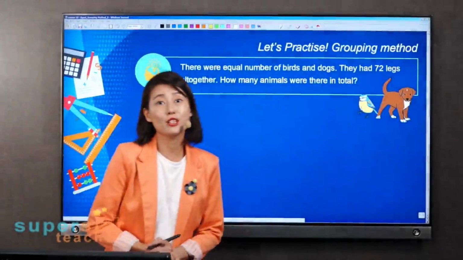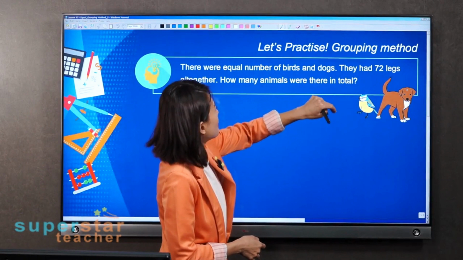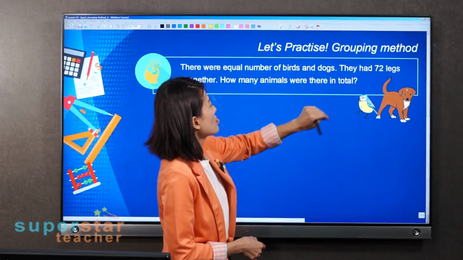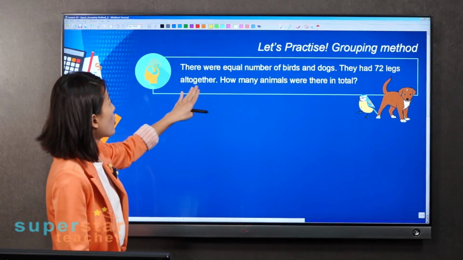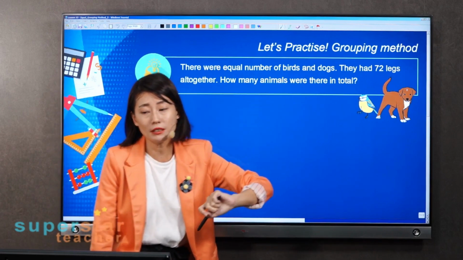Okay, so let's have a look at this question here. There were equal number of birds and dogs here. Equal number of birds and dogs. So they had 72 legs all together. So how many animals were there in total?